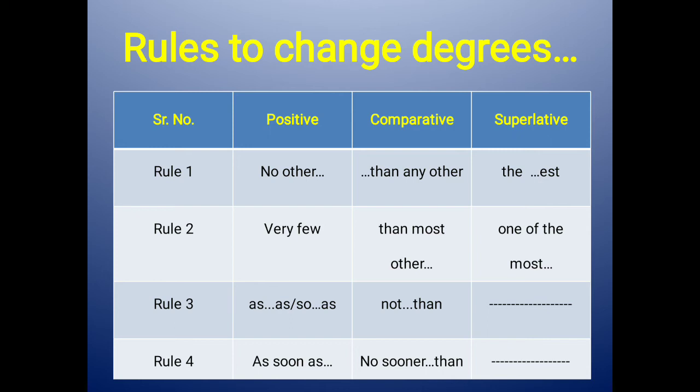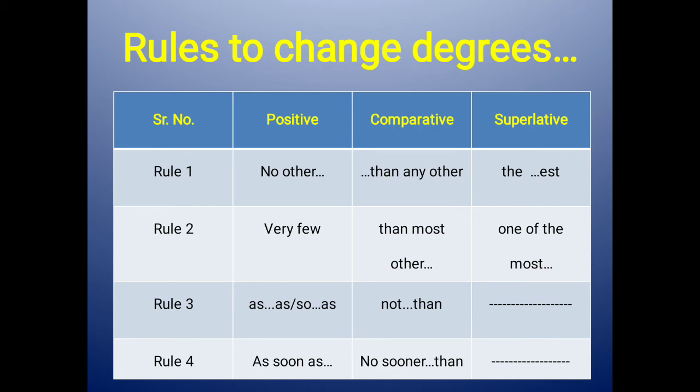Most of the time we have examples of rule number 1, but sometimes, to deceive the students, the examiner sets an example with "very few", or you can say "one of the". If in the sentence we have "one of the", then remember the first rule is not applicable. So we need to apply rule number 2, and we need to use "than most other" in the comparative degree, and in the positive degree we need to start with "very few", and other changes are the same.